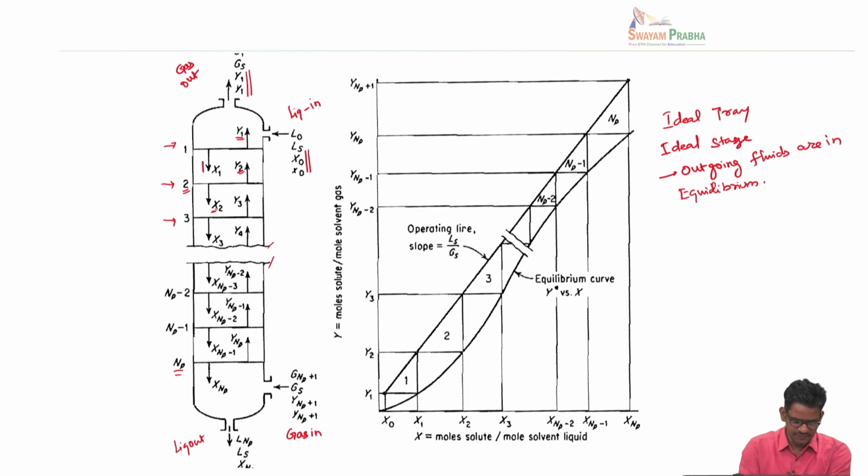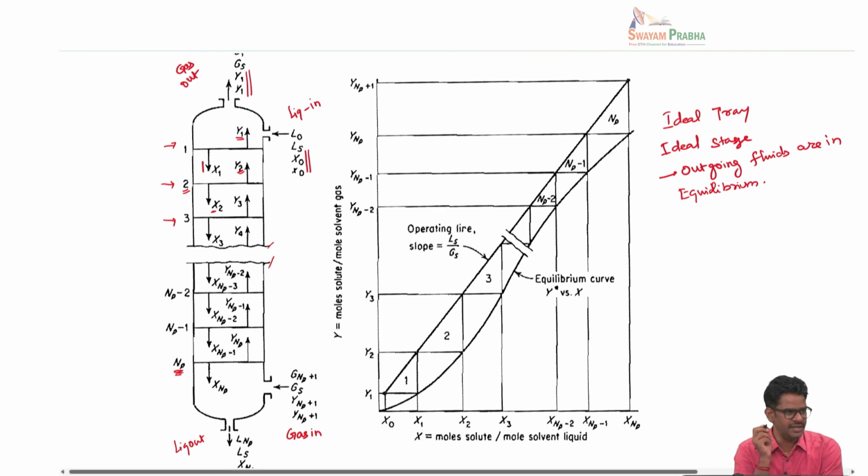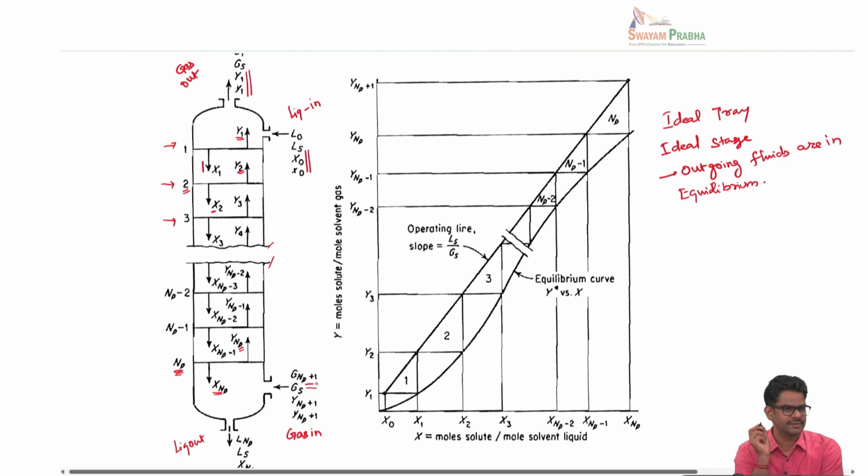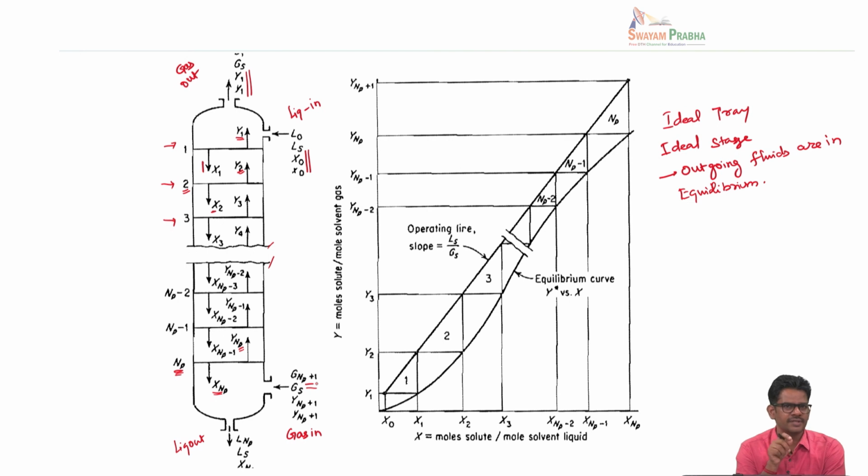Because of that, when you go to the NP tray, the last tray, the outgoing composition of the liquid is xNP and the gas is yNP. Because yNP is used for the outgoing, the incoming will have to be NP plus 1. That's the reason why we have used a little bit of a different nomenclature here, because we want to give the same index to the fluids leaving a particular tray: x1 y1, x2 y2, x3 y3.